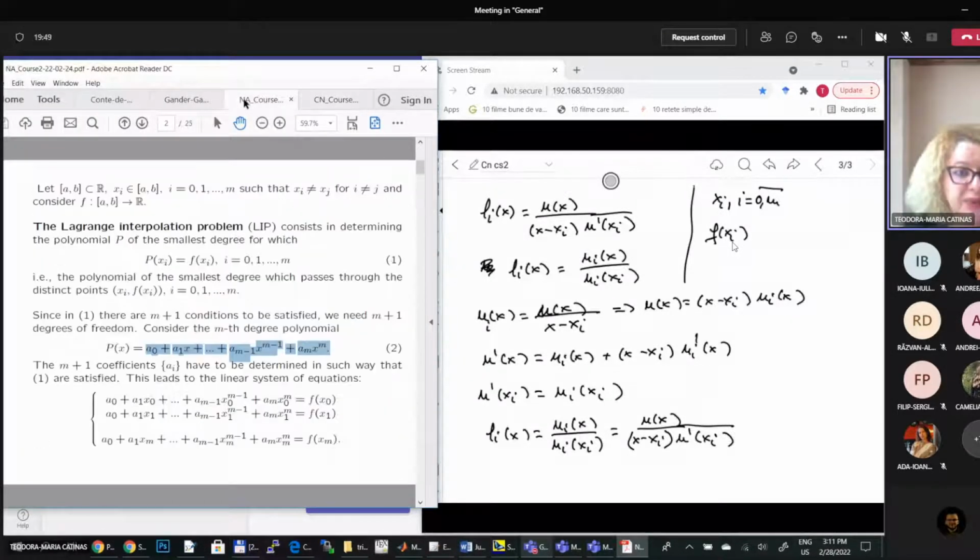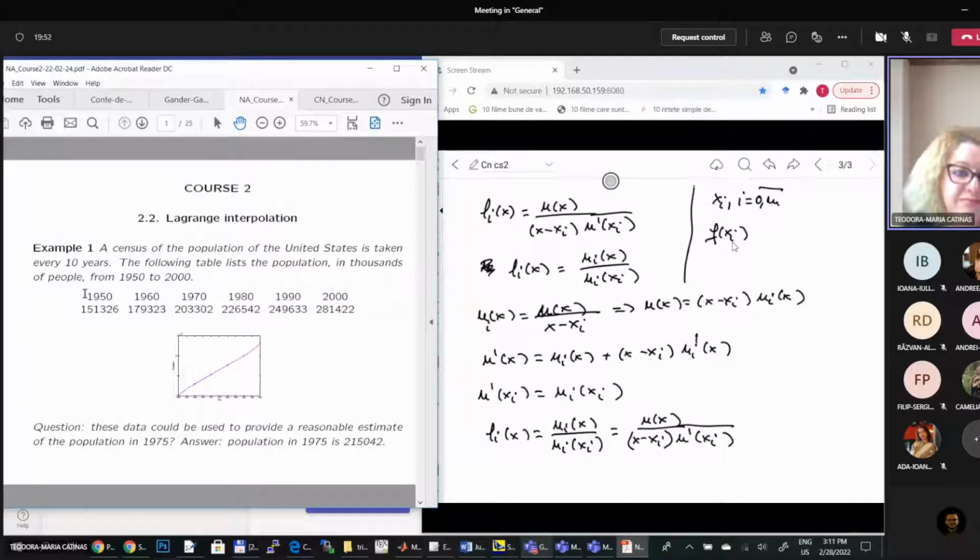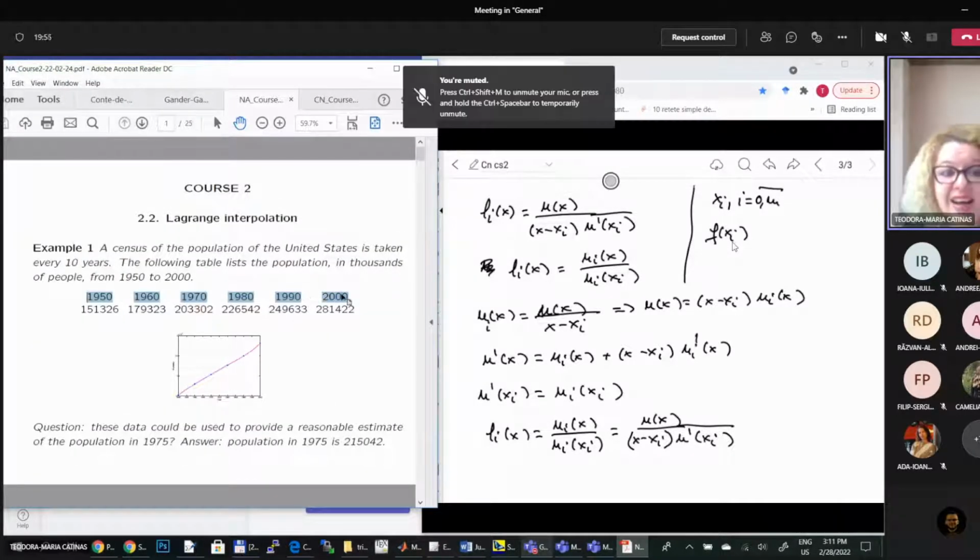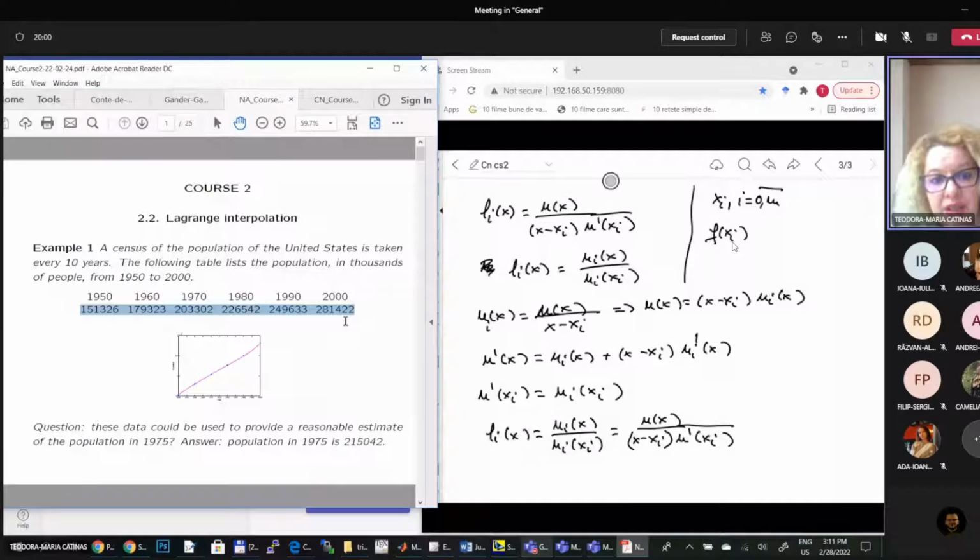To be more clear, here for the classical example, xi are the years, f of xi known are the values of the population in the given years. A problem like this does make sense if we want to approximate in some year where we don't know the population, or for other problems when we don't have measurements. So here for 1975, we may approximate applying this formula.